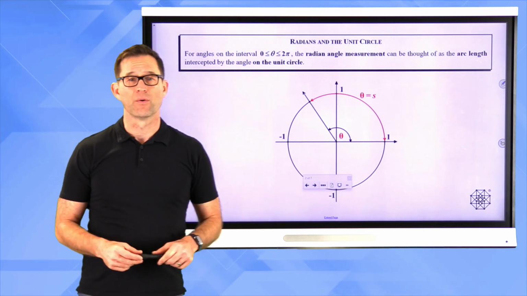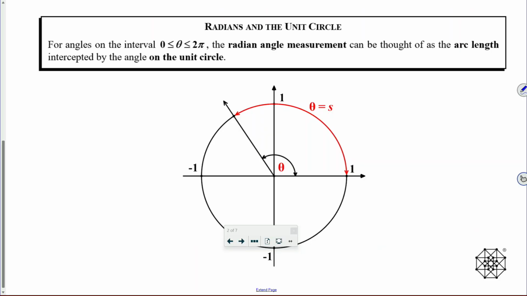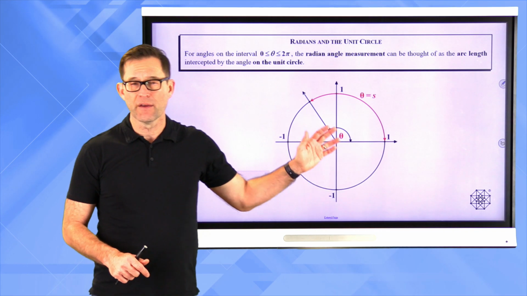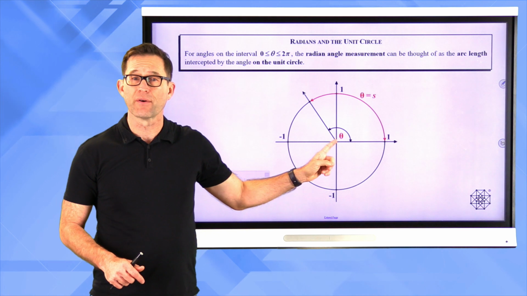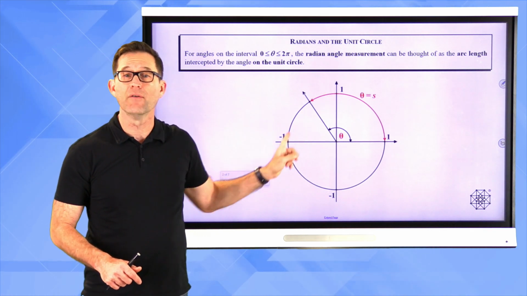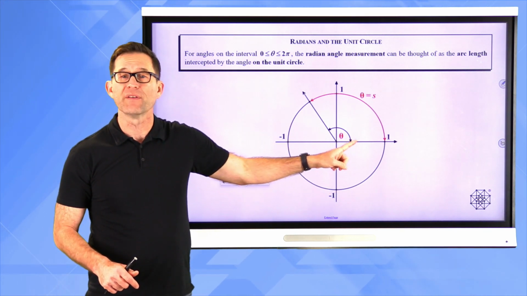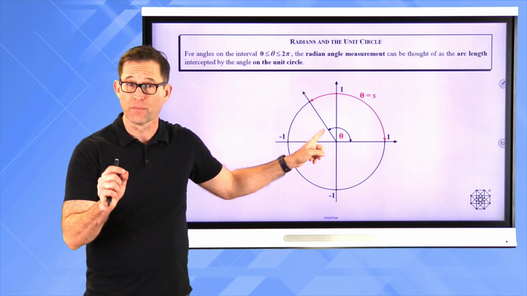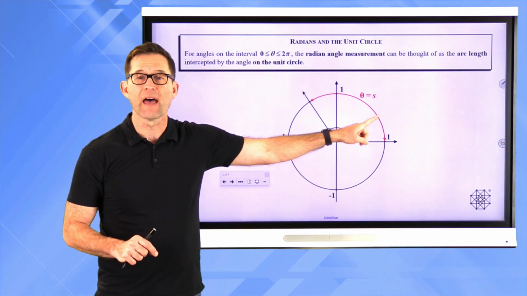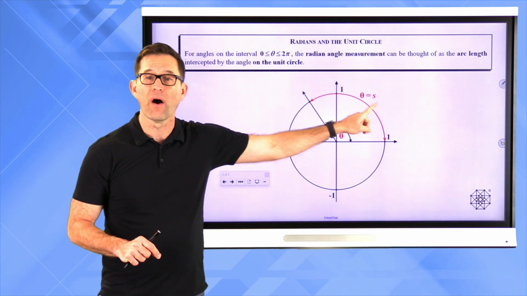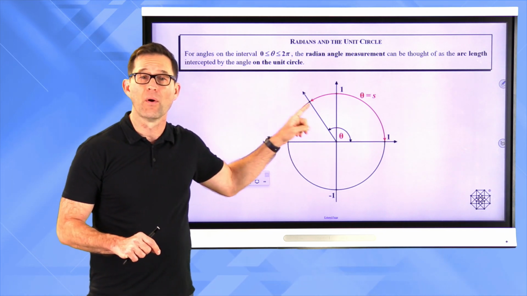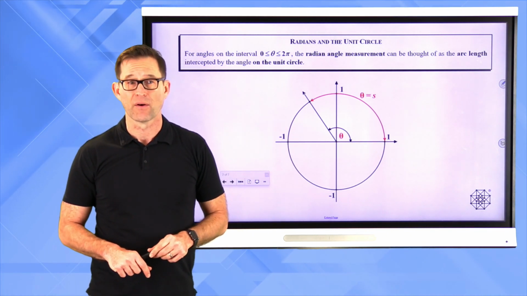So let's formally have that right here. Radians in the unit circle. For angles on the interval 0 to 2 pi, the radian angle measurement can be thought of as the arc length intercepted by the angle on the unit circle. So in other words, if we've got our unit circle, a circle centered at the origin with a radius of 1, if I think about this central angle theta in terms of radians, that is exactly equal to the length of the arc along the circle that is intercepted by the angle.